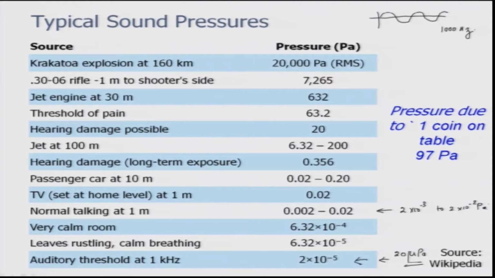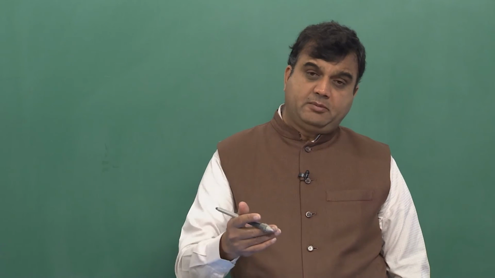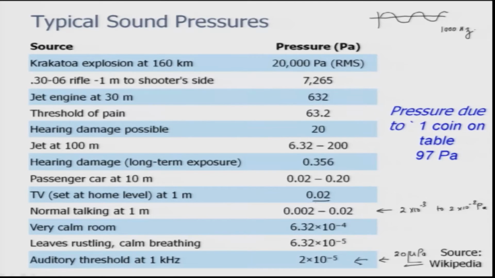If I have a room and I am playing TV at some normal level, and I am 1 meter away from that television, the pressure fluctuation, its RMS value, is about 0.02 pascals. If there is a passenger car driving at some normal speed on a highway and I am 10 meters away from the road, then the pressure fluctuation is 0.2 pascals to 0.02 pascals.